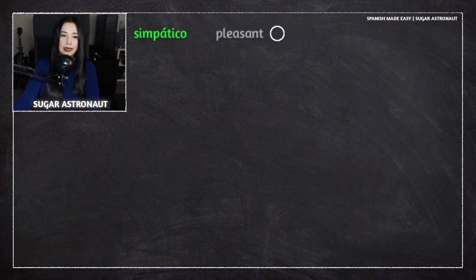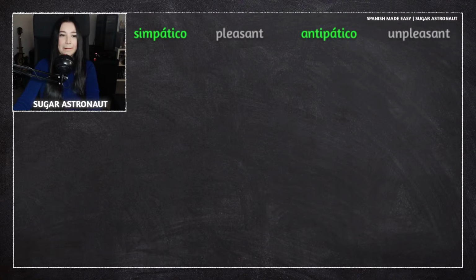Simpático means pleasant. The opposite is antipático. And that means unpleasant. Okay. Simpático, antipático. And this is mostly to describe a person. Okay. Eres simpático. You're saying like you're pleasant. Eres antipático, you're unpleasant. Okay? So yeah, that's some interesting term for sure.